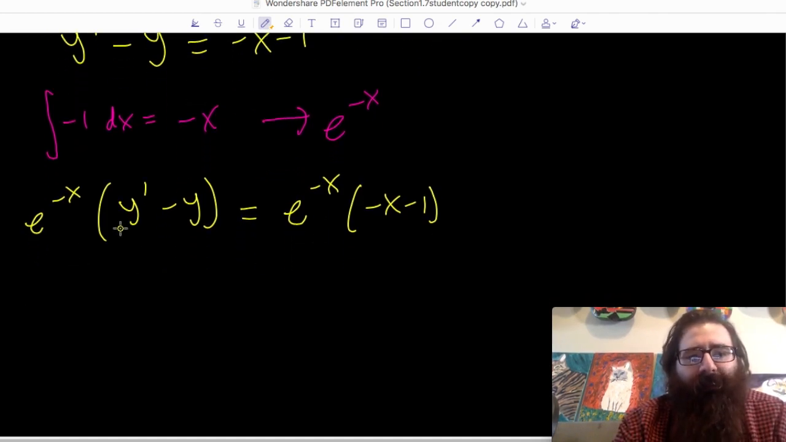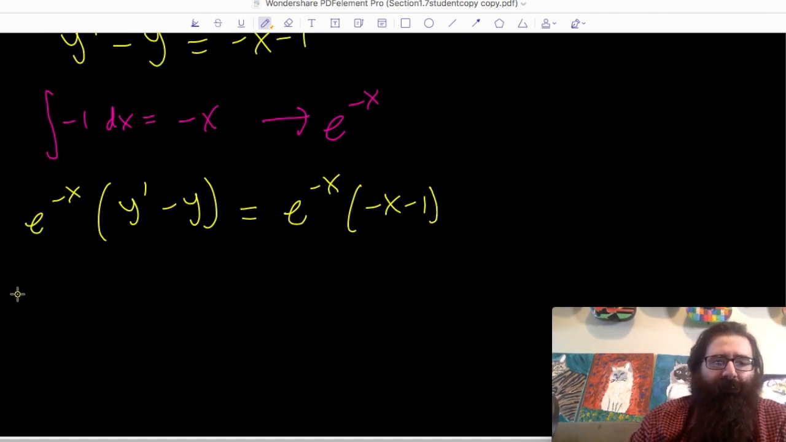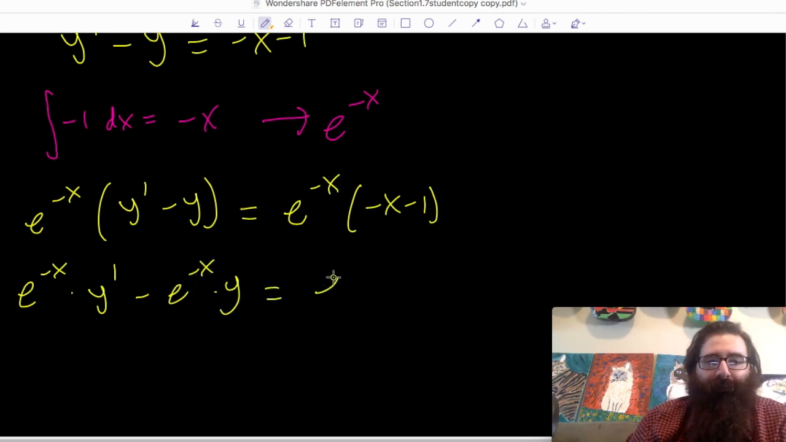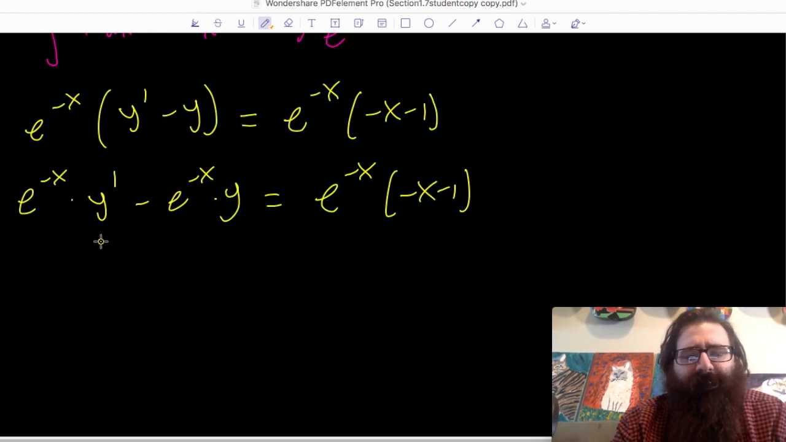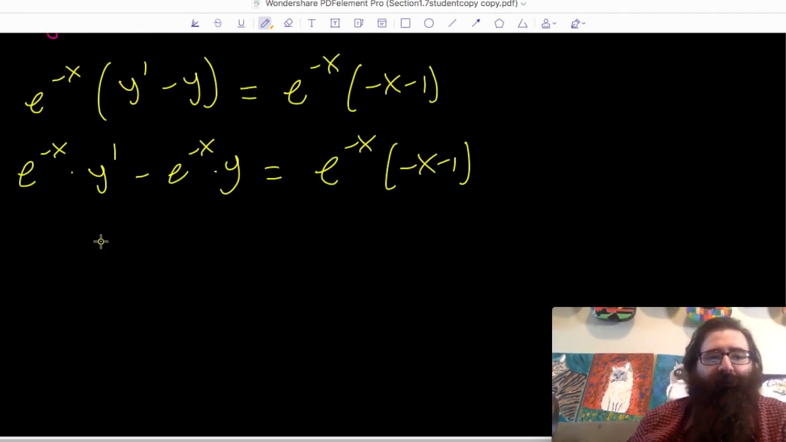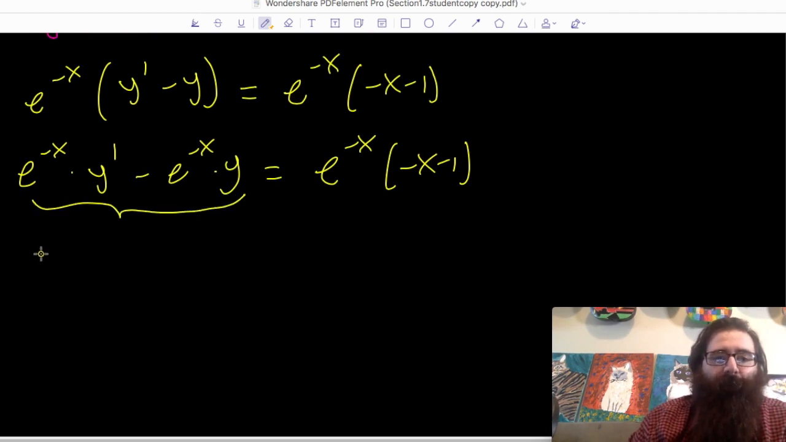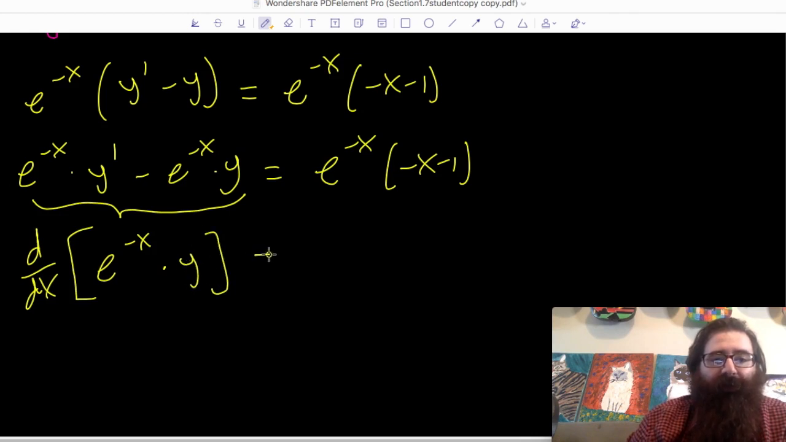And then here on the left, I can go ahead and distribute in. We'll say e to the minus x times y prime minus e to the minus x times y equals e to the minus x times, in parentheses, negative x minus 1. And this left-hand side, very true to our integration factor method, I should be able to condense this and write it as the derivative of a product. It should be the derivative with respect to x of my integration factor, which is e to the minus x, times y. And I can check that through product rule.